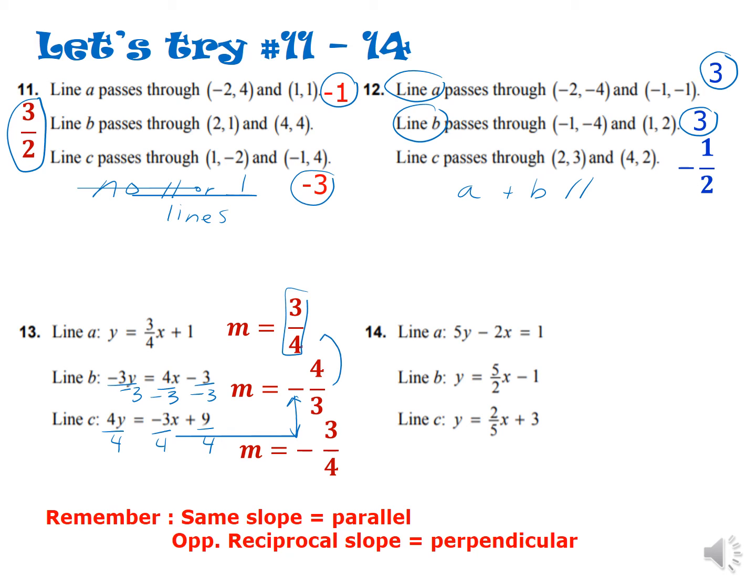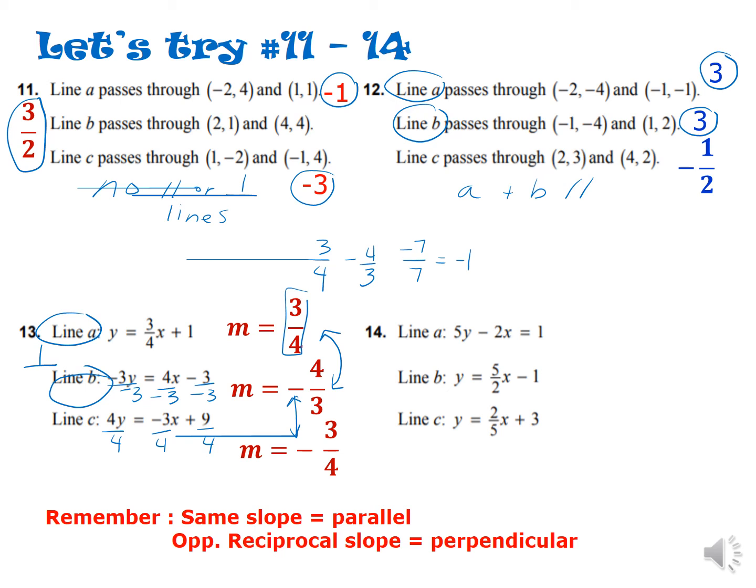So now compare these two. Are 3/4 and -4/3 opposite reciprocals? Yes, it looks like it. Now multiply them. I get -7 over 7 equals -1. So line A and line B are perpendicular.